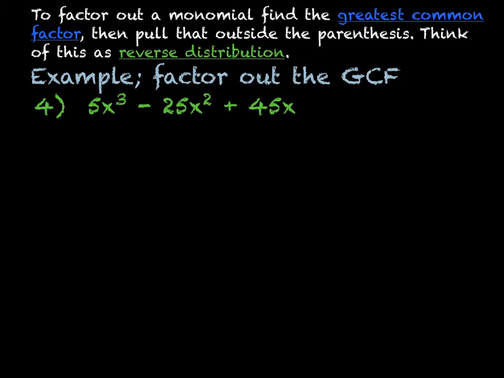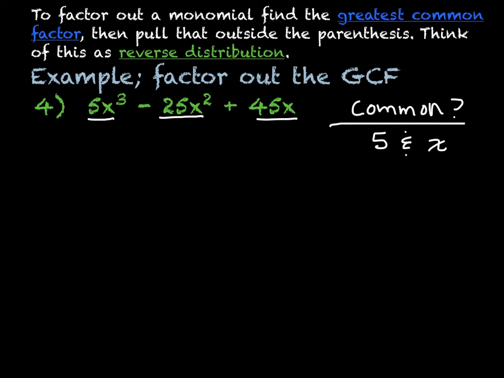Okay, this next example, we're going to do a similar thing. So I'm going to look for what they all have in common. It looks to me like I can divide everything by 5. So that means they have a 5 in common. What else do they have in common? I see an x, an x, an x. They all have an x in common. So that means that your GCF, greatest common factor, is 5 times x. So that is what I'm going to divide everything by.